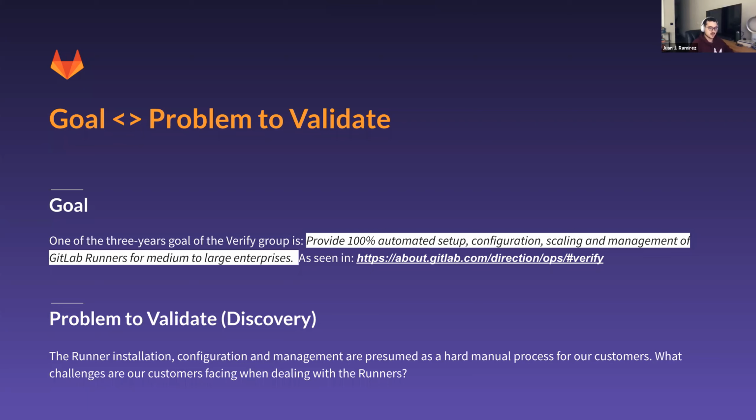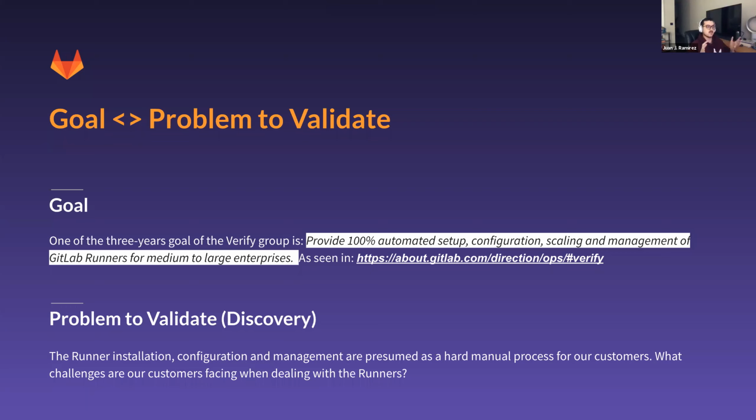We want to see that presumed problem that we see, which is that installing runners is too hard for customers, and configuring and managing those runners is too hard. So there's a lot of manual process, and there's a lot of challenges when it comes to just putting a runner in a machine and then connecting that to your GitLab instance, and then interfacing between those two things, right? So what we're trying to validate is what are the challenges that our customers are facing.